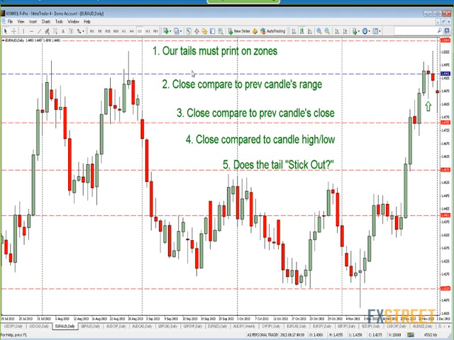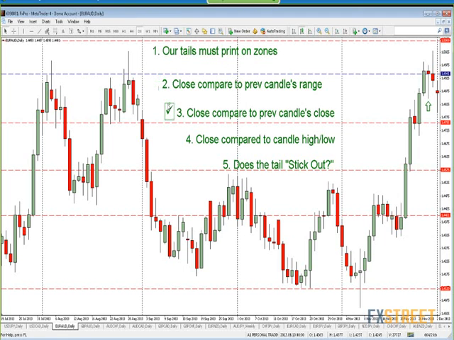Now, what I want you guys to do is contrast that to this candle over here, because this candle, fortunately, has everything. Did this candle's tail print on a zone? Yep, sure did. The tail went straight through the zone and snapped back. So that's a big tick. Printed on a zone. The close: how does it compare to the previous candle's range? Well, it certainly is below the high of the previous candle's range. So that's good. It settles inside that range.